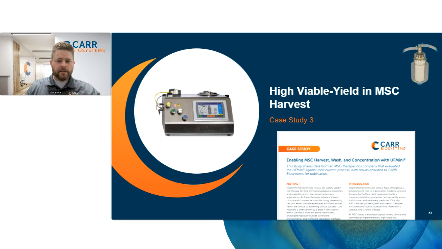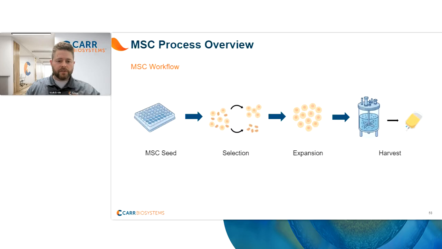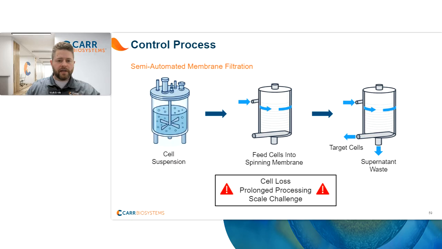Lastly here, looking at high viable yield harvest with MSCs. This end user, again, was looking to seed the MSCs, do selection expansion, and then focus on the harvest step. And there they were comparing to a semi-automated membrane filtration. For them, they were having troubles with having cell loss in this process, prolonging the process and having too long of duration, and ultimately then a scaling challenge as they look to scale up their process.